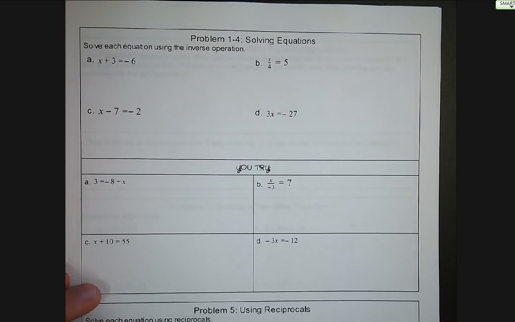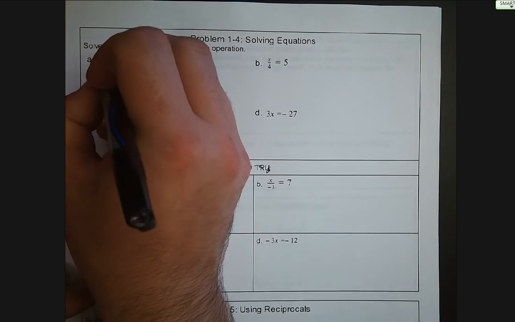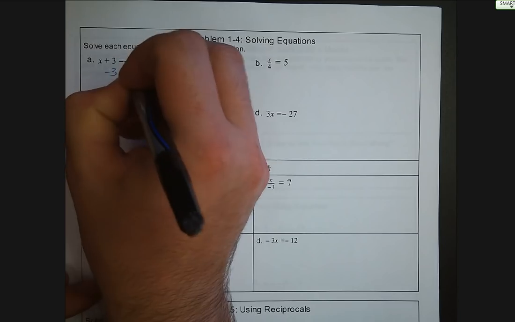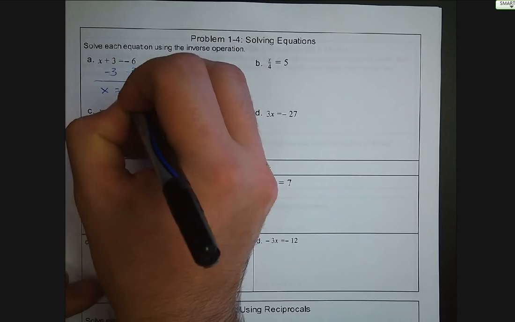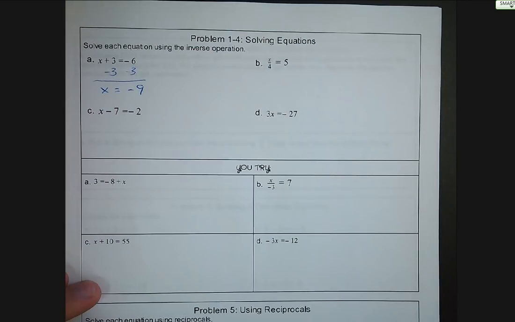So what you want to look for is what is happening to the variable, and then we are going to do the opposite of that in order to undo it. So we are adding 3 to x, so x plus 3 is equal to negative 6. To undo that, we need to subtract 3 from both sides. And so x is equal to negative 9.